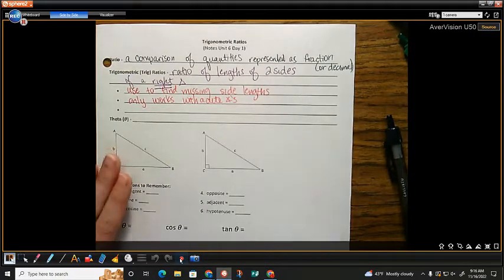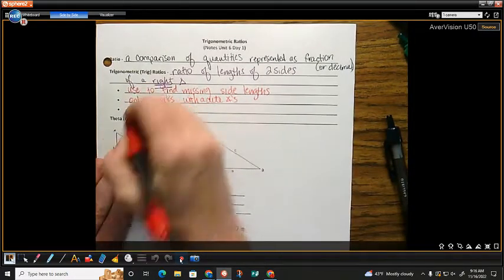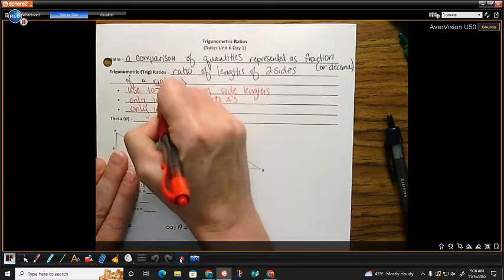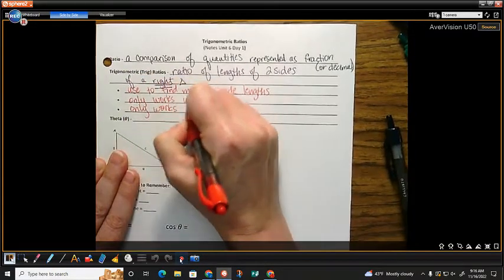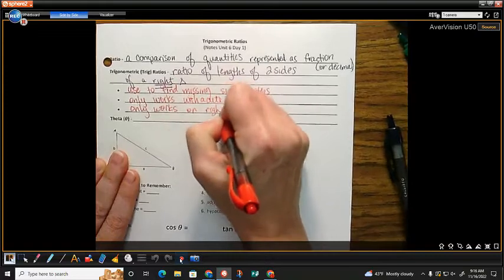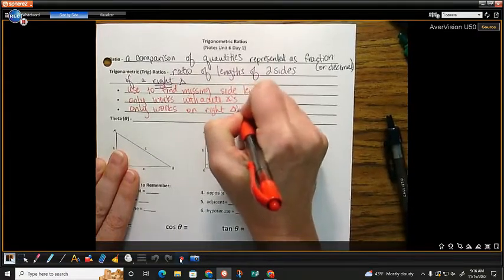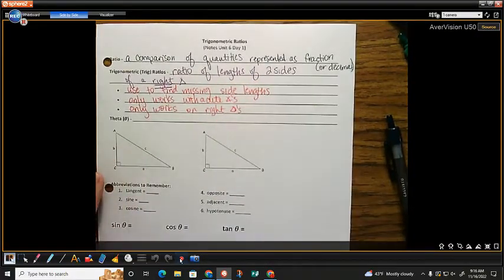Okay? And again, it only works with what shape? Right triangle. On right triangles. What shape does trig work on again? Right triangle. Are we sure? Yes. Have I driven that point home obnoxiously enough? Yes. No, I need to be more obnoxious? Okay. I can be more obnoxious.